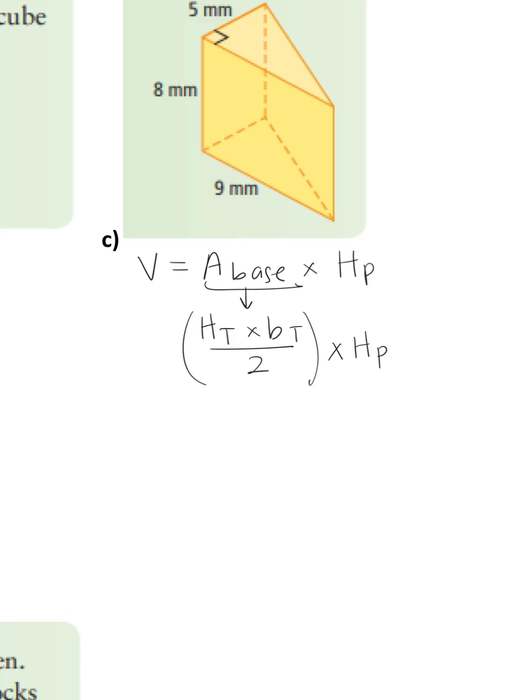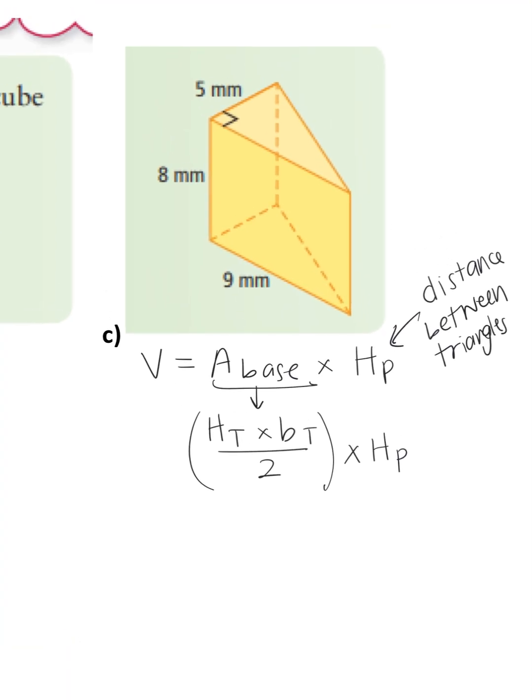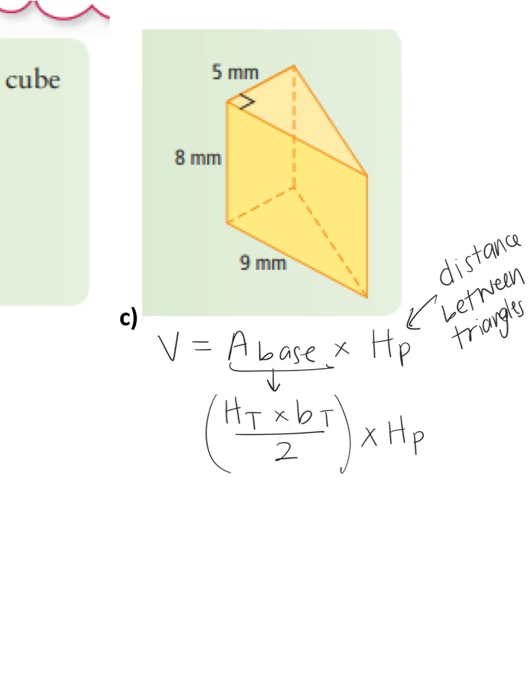We also may benefit from recognizing that the height of the prism is going to be the distance between the two triangles. And that matters because sometimes it's shown more as a length than a height. It's not always a vertical value, but we want to think about the distance between the two triangles.